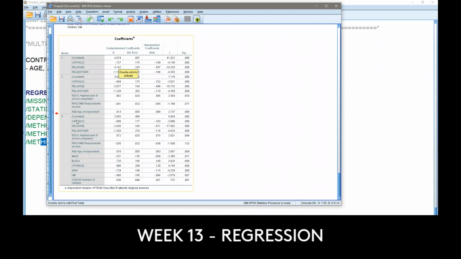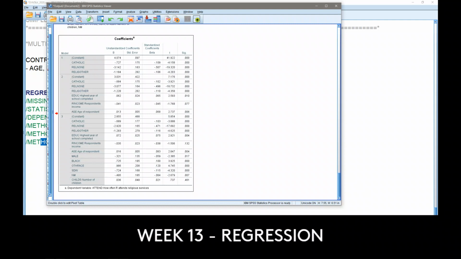Age, it's a positive coefficient and it's very significant. You interpret it as for each unit increase in age, there is an associated 0.013 unit increase in attendance, and that is statistically significant at the 0.01 level. Okay. The final model, we have these same variables, but we've added the ones down here.